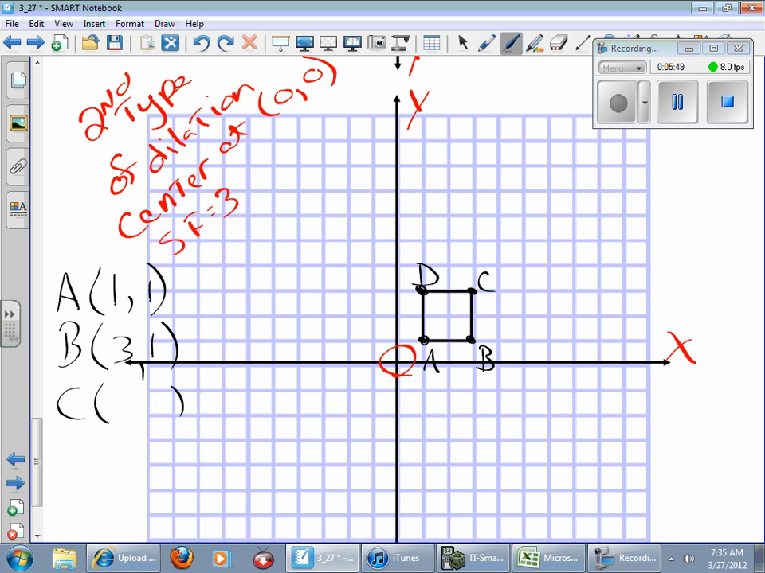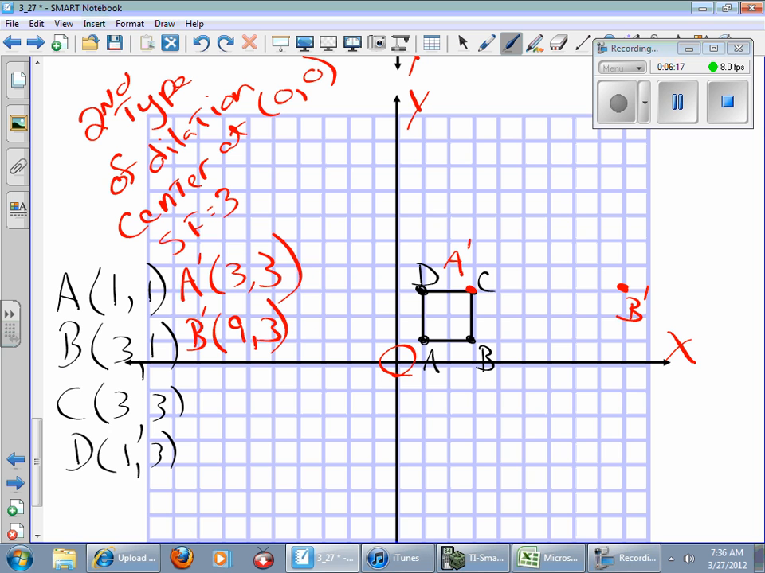So I write down the coordinates, 3, 3, and then D would be at 1, 3. My scale factor is 3, so all I do is multiply each coordinate by 3. So A prime goes right here. B prime goes to 9, 3. Just like that. C prime goes to 9, 9.